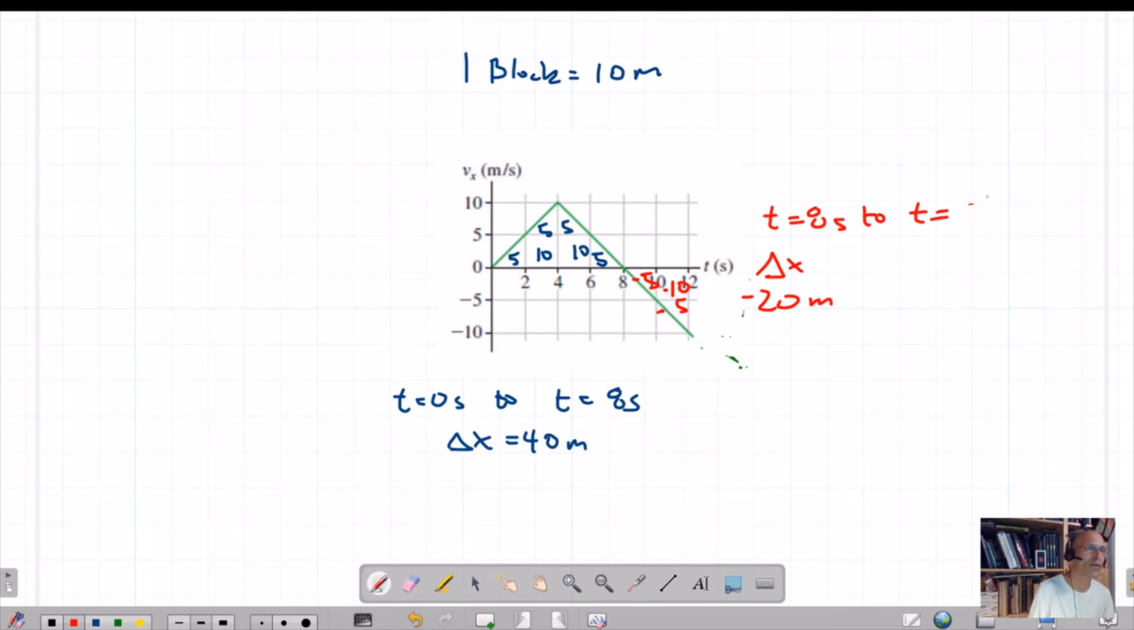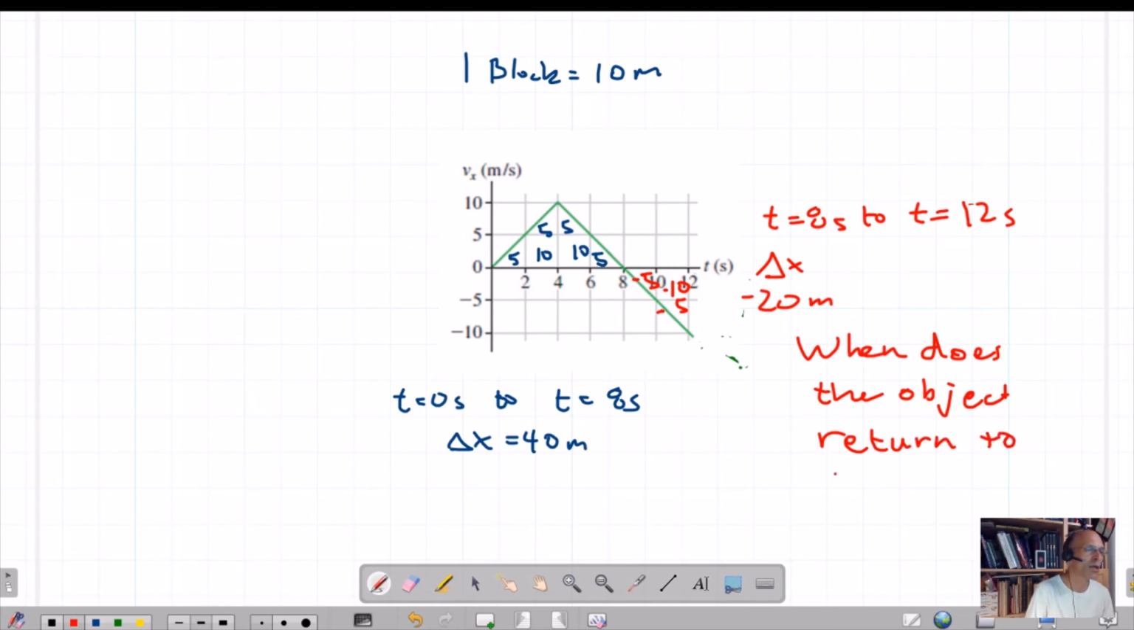So I'm posing that question for you. When does the object return to x initial?